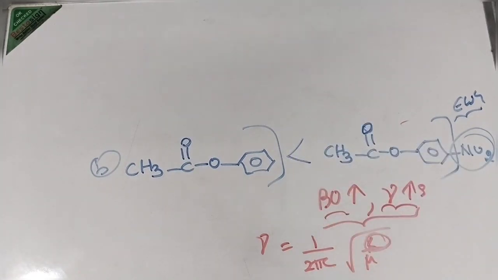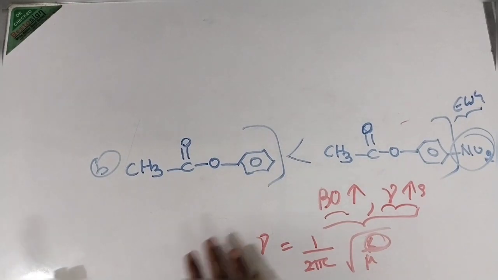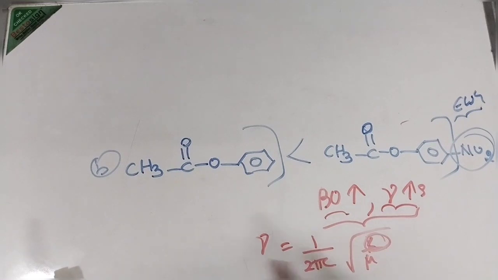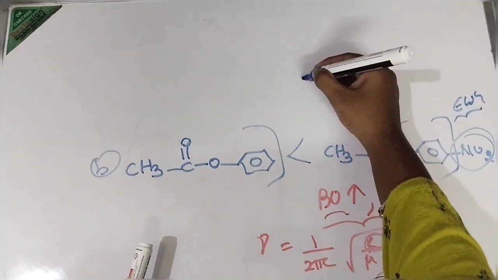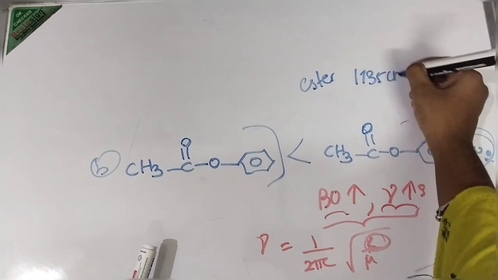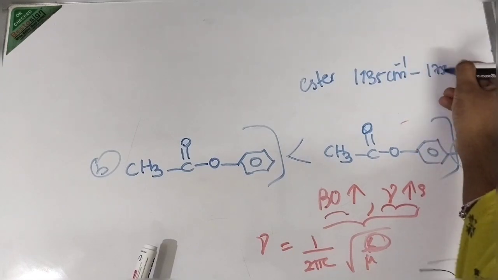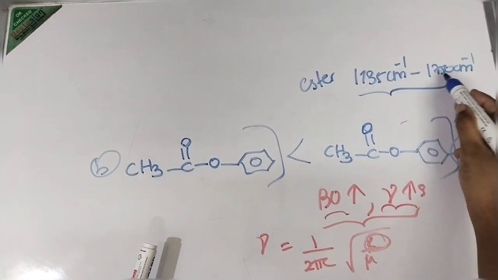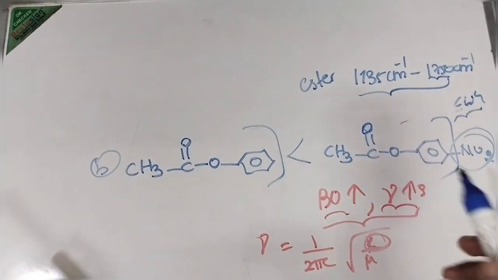See, this question has been asked in CSIR and GATE, okay? I think they have asked this question many times. This is phenyl acetate, this is paranitrophenyl acetate, okay? Actually, I have told you that the range of ester will lie around 1735 to 1750 centimeter inverse, okay? 1735 to 1750 centimeter inverse.